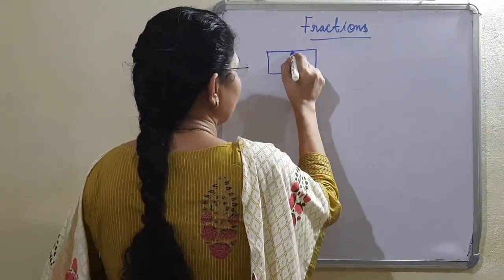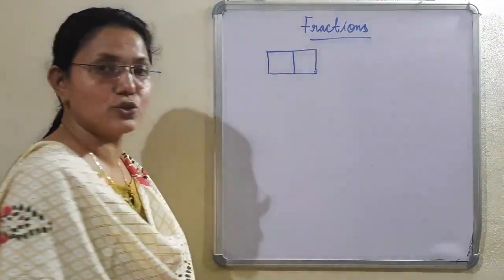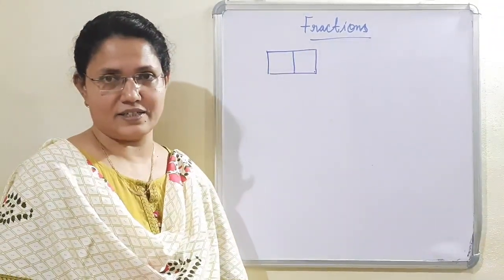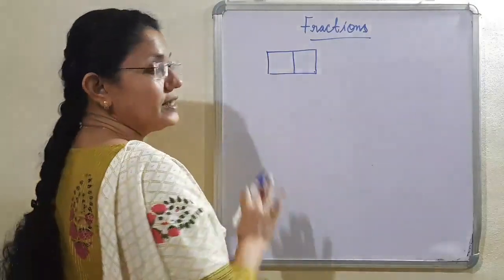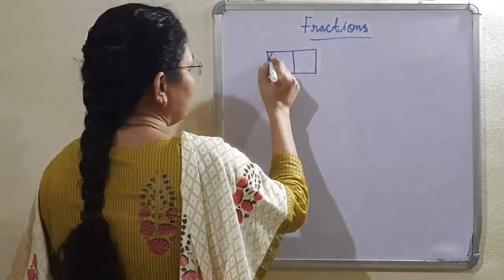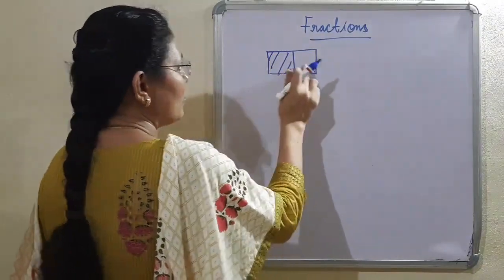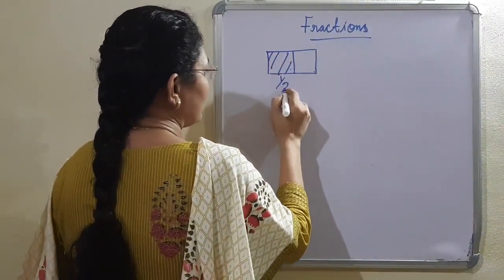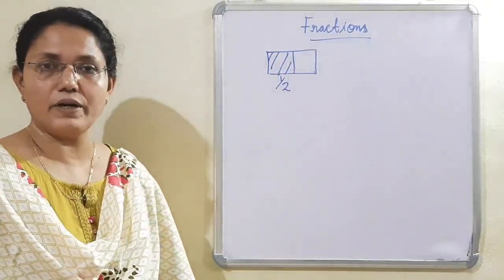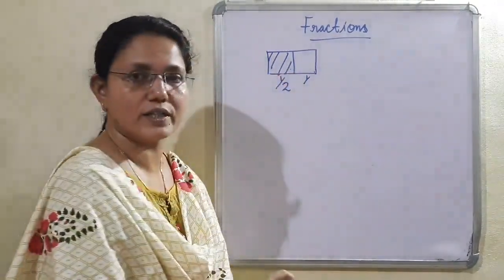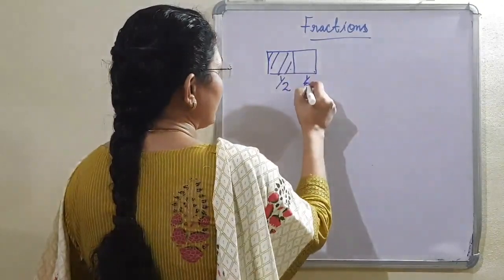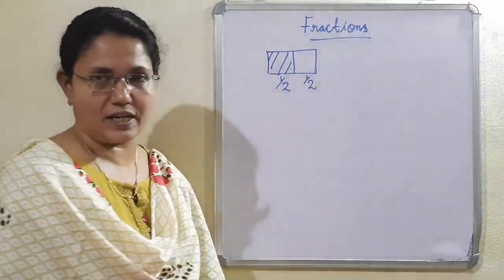This is an object. If it is divided into two equal parts, not one bigger and one smaller, it should be equal. Then one part is shaded. Out of two, one part, its fraction is what? 1 by 2. The non-shaded part is also out of two. Total 2 are there. Out of 2, the non-shaded part is 1 by 2 itself.